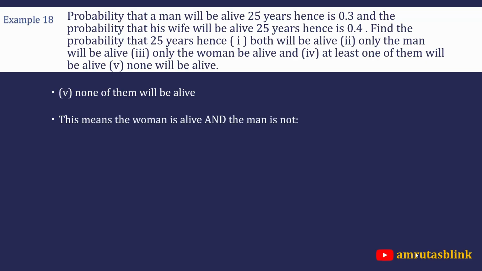And the fifth case is none of them will be alive. That means the wife is not alive and the man is also not alive. Hence probability of M complement intersection W complement is equal to probability of M complement into probability of W complement. So 0.7 into 0.6 is equal to 0.42, and this is how we can calculate probabilities of intersection of events whenever two events are independent. So if you have independent events, then the intersection is calculated by multiplication of the probabilities.